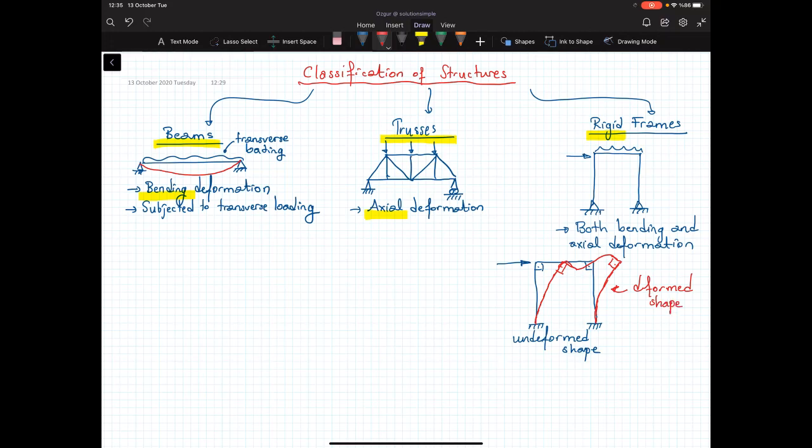So by definition, this is another simplification that we make in structural analysis. We say that the joints are rigid. The angles at the joints do not change as the structure deforms. So in structural analysis, as a beginning, we have three types of structures: beams, trusses, and rigid frames, and the classification here is based on the deformation types.